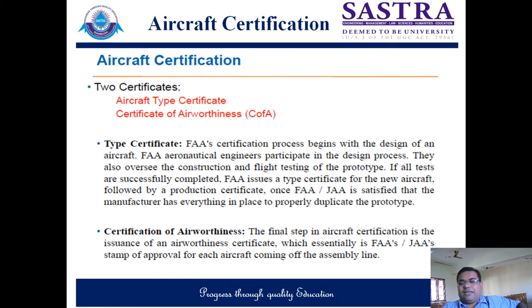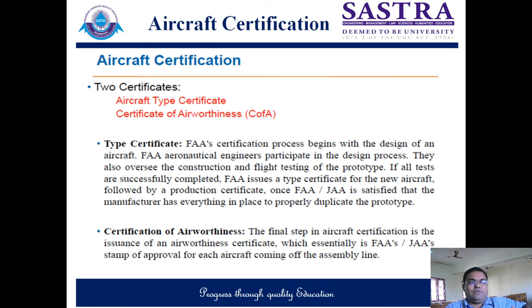Then aircraft certification: aircraft certifications are of two types, the aircraft type certificate and the certificate of airworthiness. For the type certificate, the FAA certification process begins with the design of an aircraft. FAA aeronautical engineers participate in the design process. They also oversee the construction and flight testing of the prototype. If all tests are successfully completed, the FAA issues the type certificate for the new aircraft, followed by a production certificate, once the FAA and JAA are satisfied that the manufacturer has everything in place to properly duplicate the prototype.